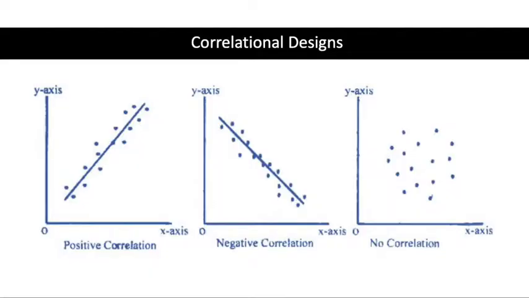And this is what they might look like graphically. So if it's a positive correlation, it'll be tilting upward like that from the left to the right. If it's a negative correlation, it'll be tilting downward from left to right. And if there's no correlation, then it just looks like a scatter of dots, like you see on the graph in the far right here.